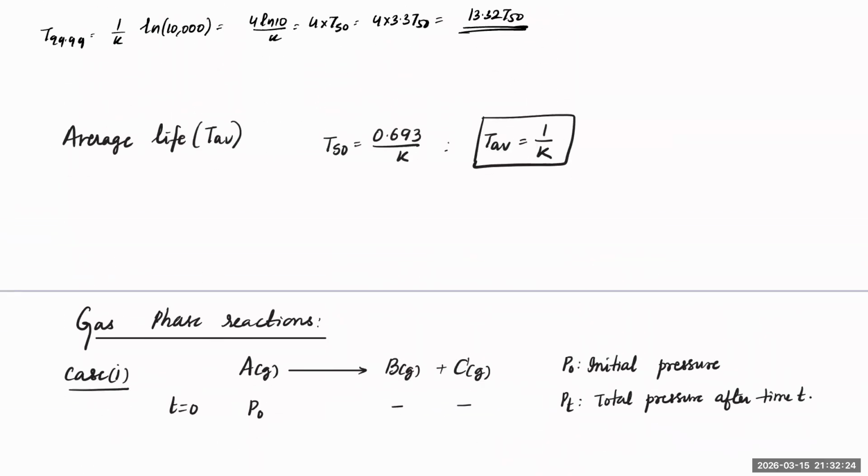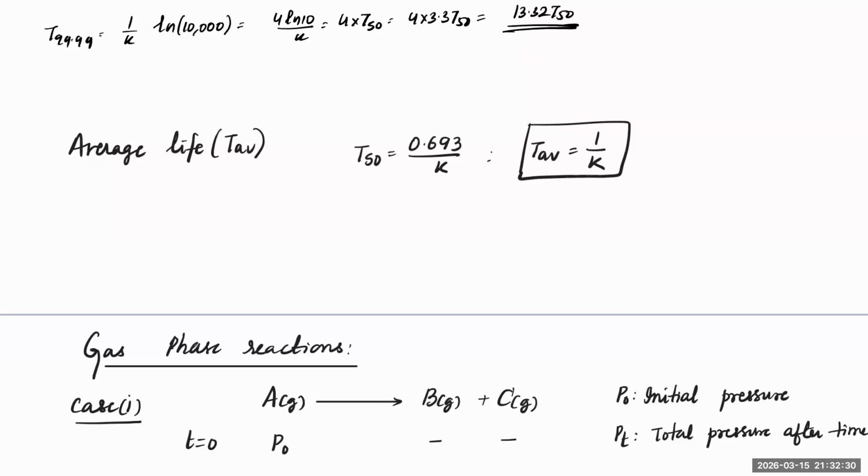So be aware to relate how these timestamps are related with respect to T50. Next, last one is about average life. To define it as average life, that means basically we are taking something from zero to infinity, all the way, correct? How much amount of change that we are getting, correct? So after doing all the integration, it will come out to be T average is equal to 1 by K. You can directly remember it like a formula. You don't have to go through the derivation of it. So T average is 1 by K.